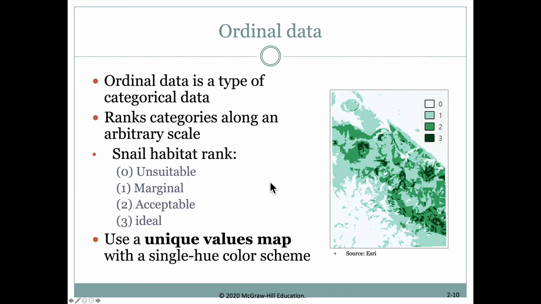Ordinal data is some sort of ranking, so good, better, best, or something like that. In this example here, we're looking at snail habitat and how it ranks. The whitest areas would be the most unsuitable habitat for these snails. The lighter green would be marginal, then the darker green acceptable, and the darkest green of all would be the ideal. So these are using unique values for the map, and you can see that this is just changing the color. It's making it from whitish to a dark green. So it's kind of going through a single color, but it's changing the value and the saturation of that color as we move from unsuitable to ideal habitats here.